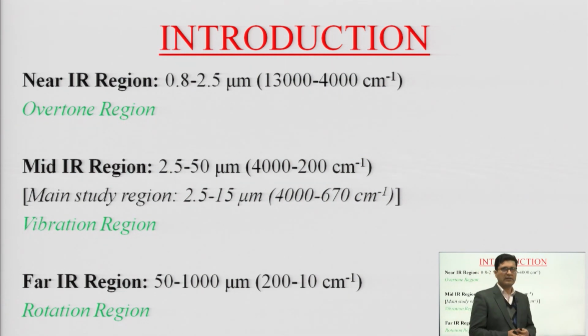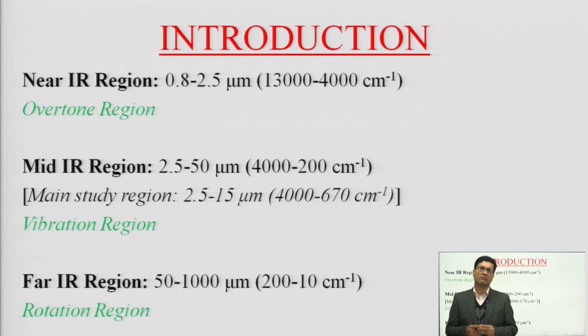Further, the IR light or infrared region is subdivided into three basic categories: the near IR region, mid IR region and far IR region. The near IR region ranges from 0.8 micrometer to 2.5 micrometer in wavelength units, which is 13,000 to 4,000 centimeter inverse in wave number units.